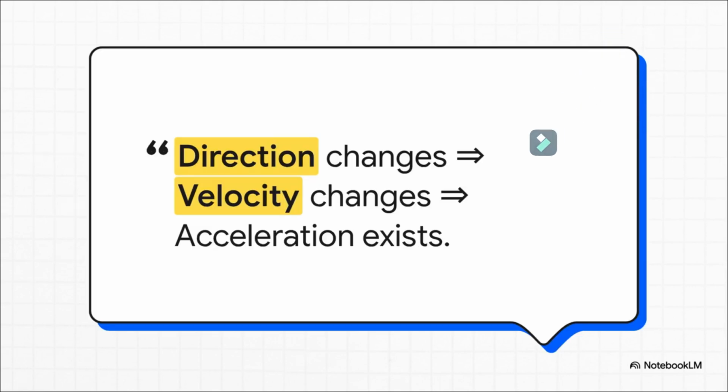If you remember absolutely nothing else from our explainer today, burn this foundational mantra into your brain. In any circular path, direction changes. Because direction changes, velocity changes. And because velocity changes, acceleration exists. Always. It's really that simple.